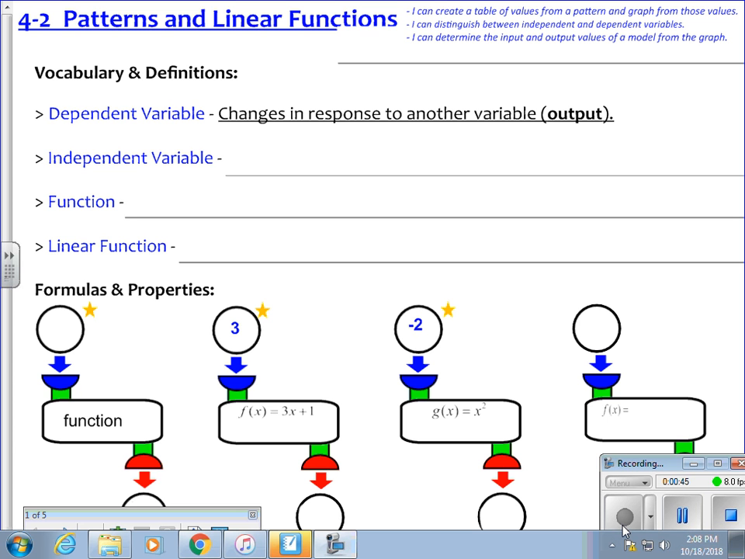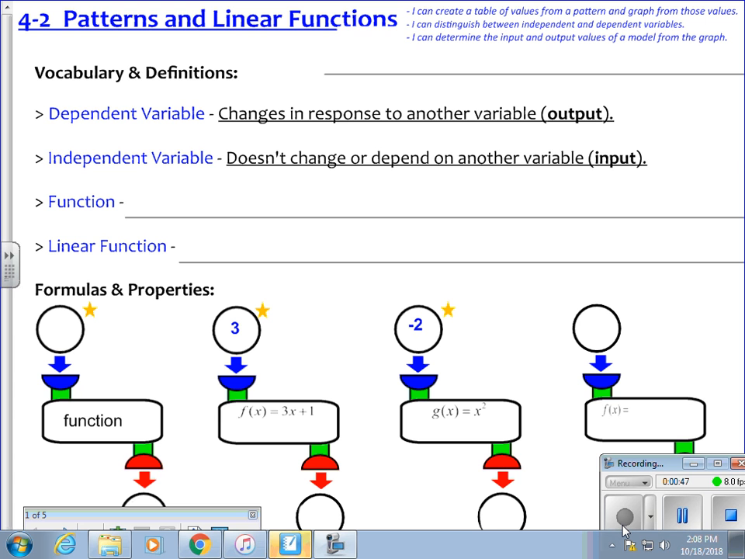Your independent variable doesn't change or depend upon another variable. It's the input. This is usually your x. You get to choose the x. You put x into the equation, it spits out y. X is independent, that's chosen. Y is dependent because it's determined by what x value you choose and the function you have. Like I said, it's usually x and y, but other variables also work.